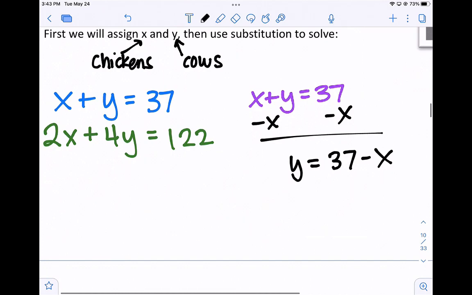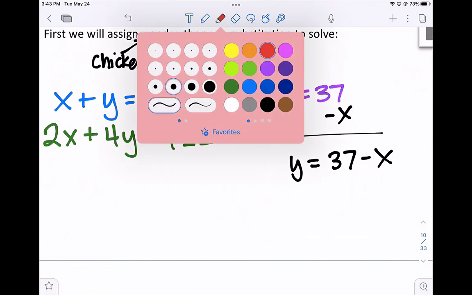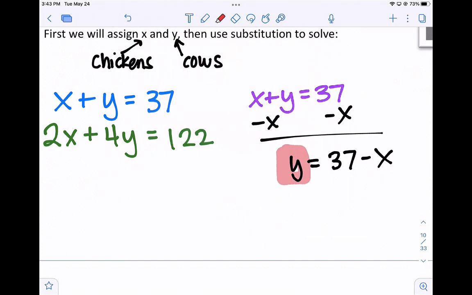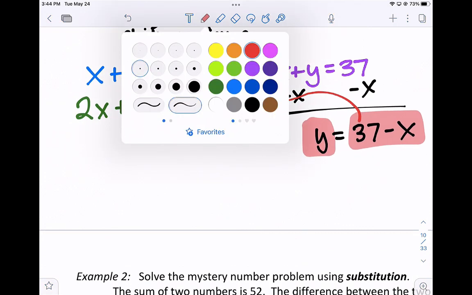All right, now the substitution happens like this. Everywhere we see a y in the second equation, we know that it's equal to 37 minus x. They're equivalent. And so we're going to substitute it in, or plug it in, for this y right here. And that's called substitution. So it looks like this.